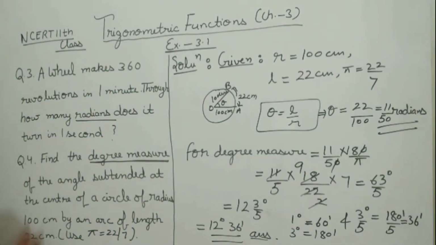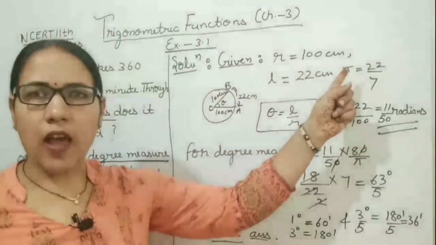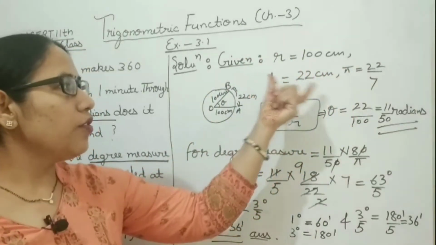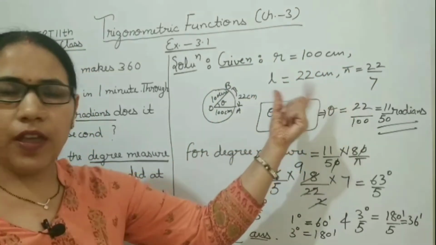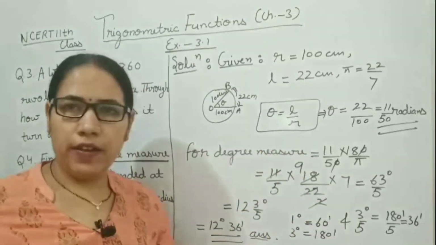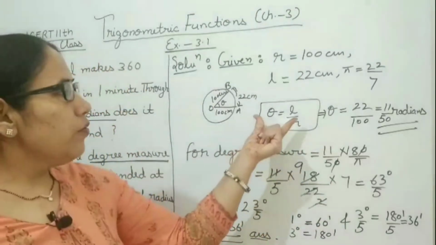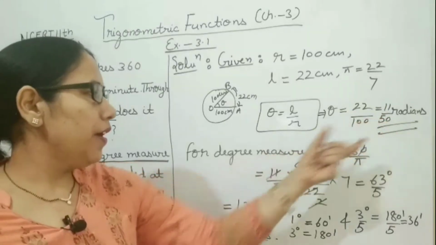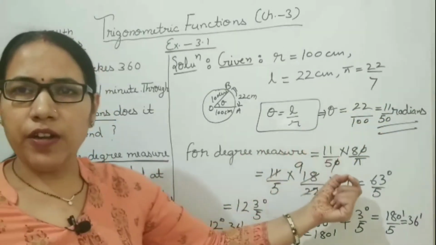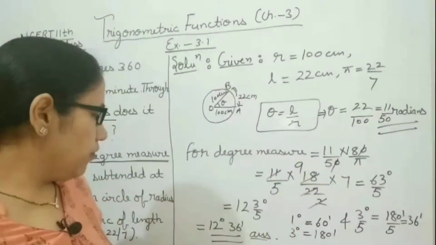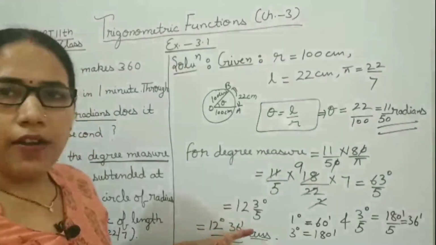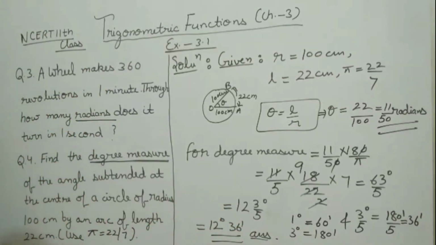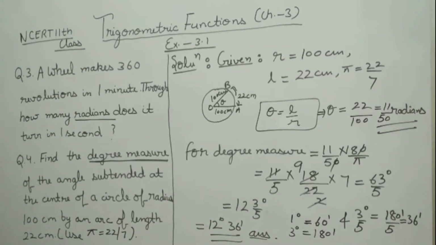Got it? In this question we are given radius r equals 100 centimeter, length of arc L equals 22 centimeter. We have to calculate theta in degrees. Now theta equals L by r using the formula. Then theta comes out to be in radians. Then again we have to convert it into degrees. So this will be your answer, 12 degrees and 36 minutes for question number 4. Then come to the next question, question number 5.